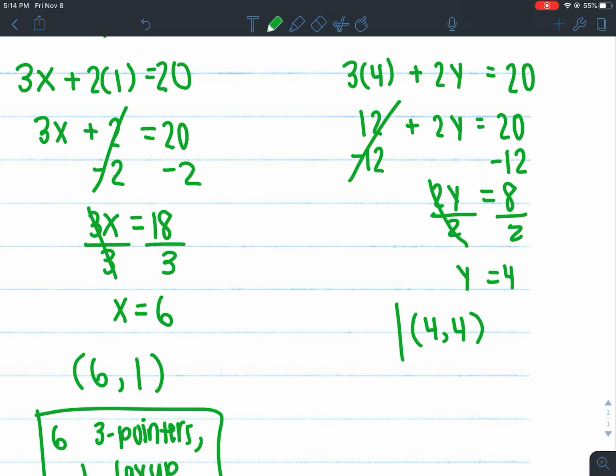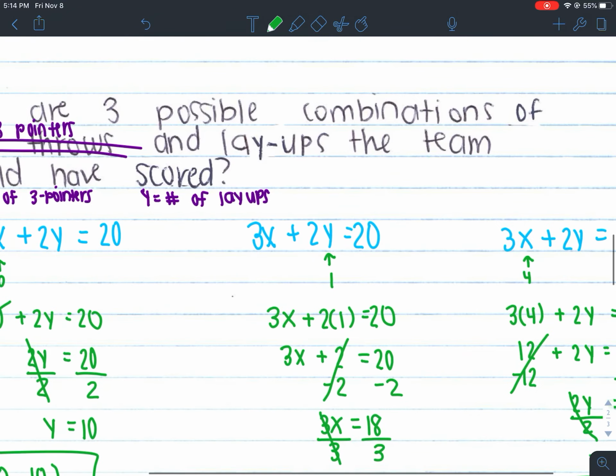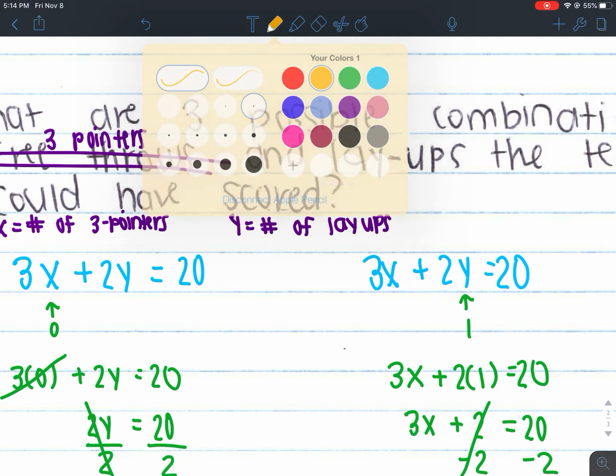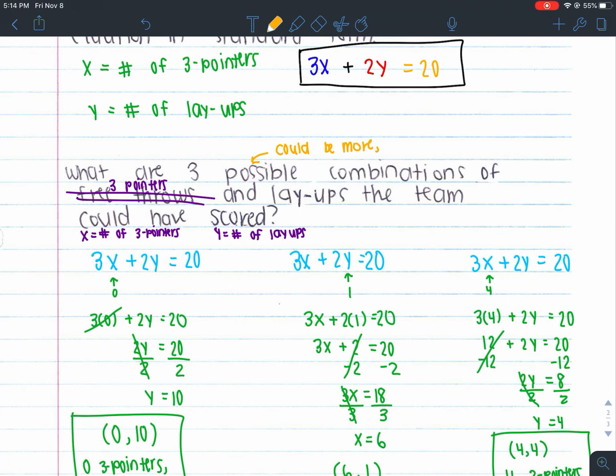That's a possible solution. We could score 4 3-pointers and 4 layups. Again, these are just possible combinations. There could be more than 3. They could be more or different combinations.